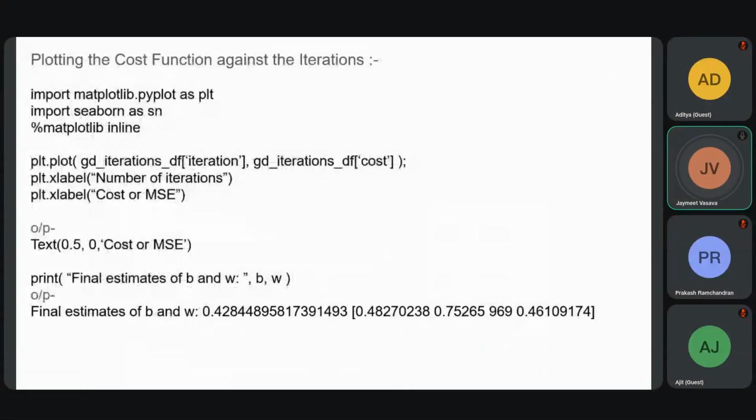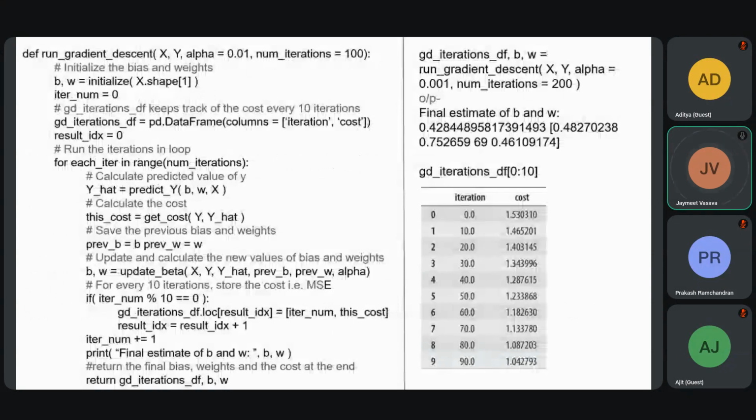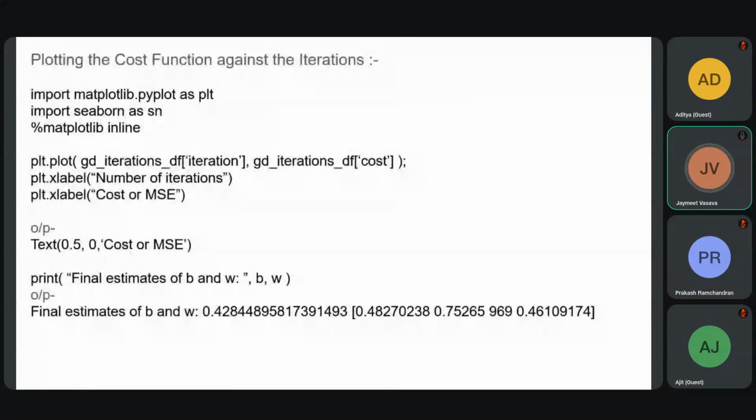Now plotting the points of the cost function against the number of iterations that we have. So we'll be using the matplotlib and the seaborn library, and just plot the iterations and the cost on y and x. And the final estimates of the bias and weights that we got over here are again printed over here for the reference to keep in mind.